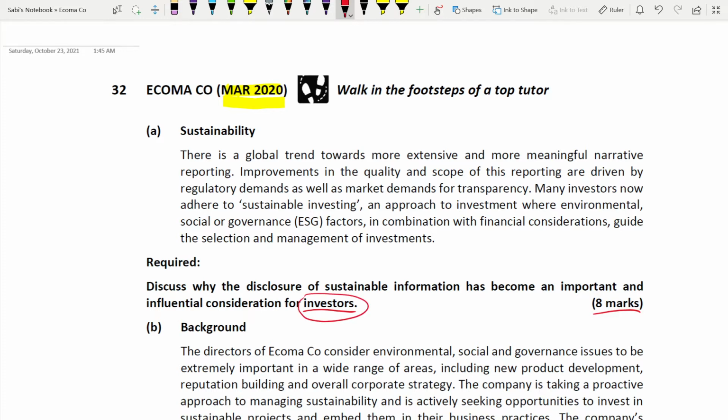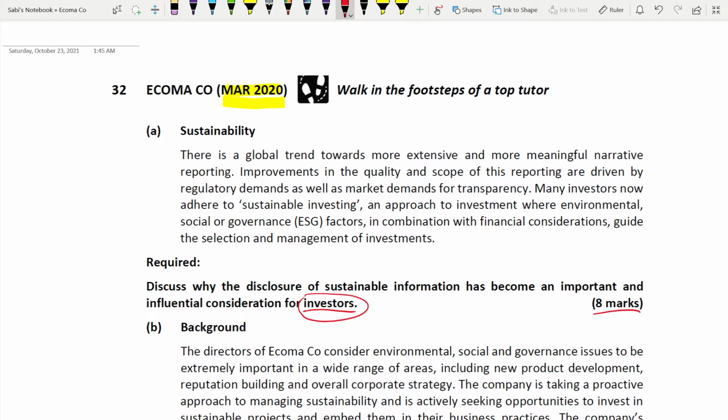You always need to think from the point of investors, not from what you are going to present to them. No, what do investors want from you, from the company, and why? What could be the advantage? Why is it so important? Why is every company now behind sustainability reporting nowadays? Why is it a hot topic now?